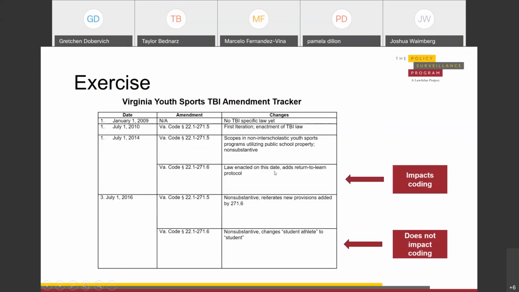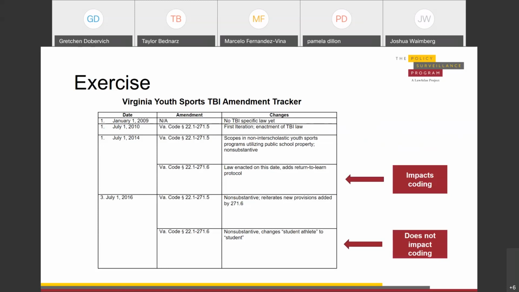So here is our version of the amendment tracker from the exercise for your review. As you can see, there are 4 iterations, and this project began on January 1st, 2009. But at that point, in Virginia, there were no TBI-specific laws yet. So in this situation, we would have sort of a blank iteration showing that there is no youth TBI law, because that fact is itself a data point.